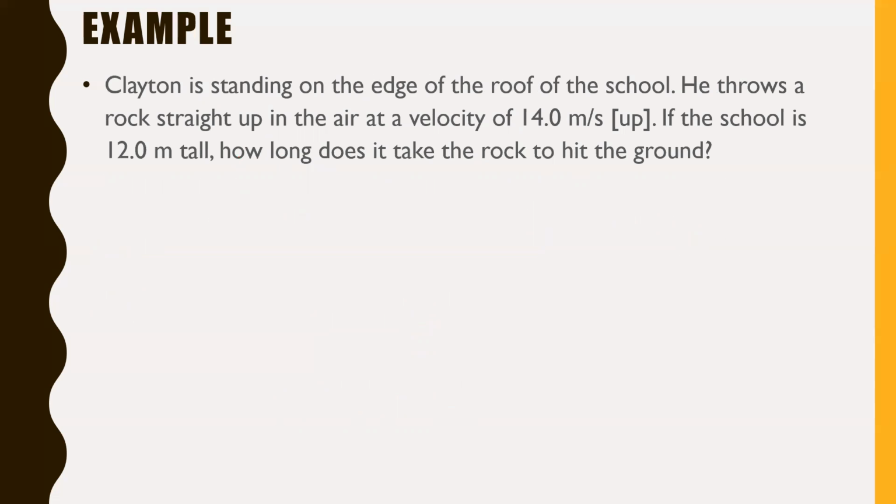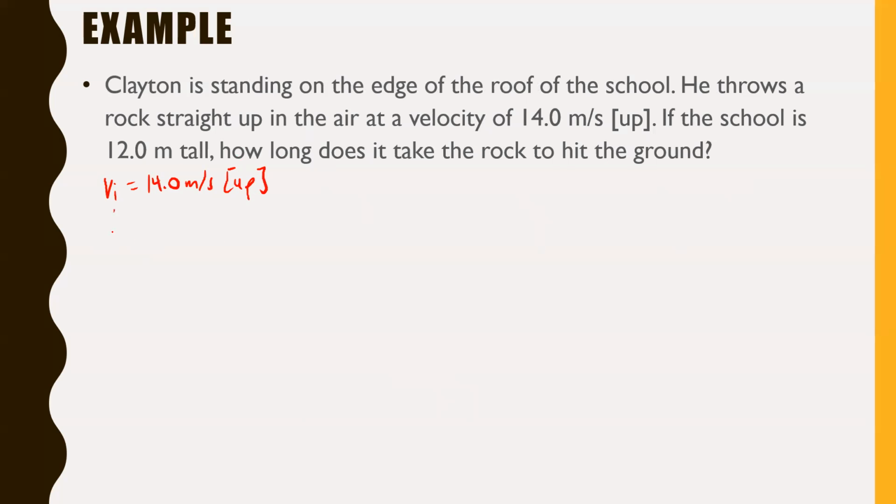First of all, like always, make a data bank, right? So we know what the initial velocity of the rock is. That would be VI equals 14.0 meters per second up. So it's nice, at least that was already in meters per second. And I'm going to say up is my positive direction. Now the school being 12 meters tall, we're going to assume that this rock is actually going to go all the way down to the ground, so the bottom of the school. We know Clayton is standing on the edge of the roof of the school, so we'll assume that the rock ends up on the ground, at the base of the school.